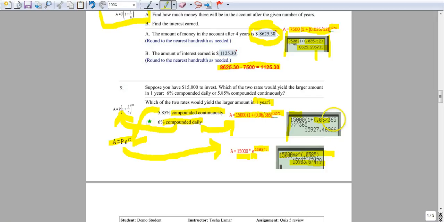And again, I've got this in its own set of parentheses. And that yields $15,927.47. It would round up to 47 cents because of that 9. So when you compare those two results, you can definitely see that this one is the larger amount of money. So doing the compounded daily would give you the larger amount of money, so that's the one you'd want to choose.